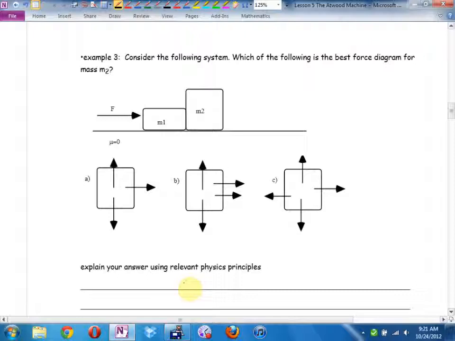A little trickier now. Consider the following system. Now instead of pulling on something, we're pushing on something. Which of the following is the best force diagram for mass M2? A, B, C? I'm really tempted to vote, but let's see if we can just figure this out together. You know what this looks like a job for? A good free body diagram.